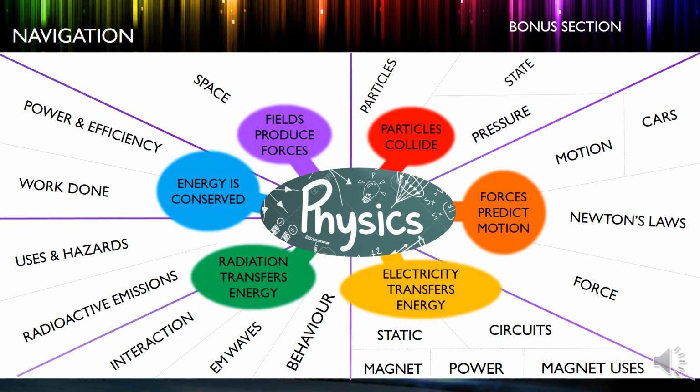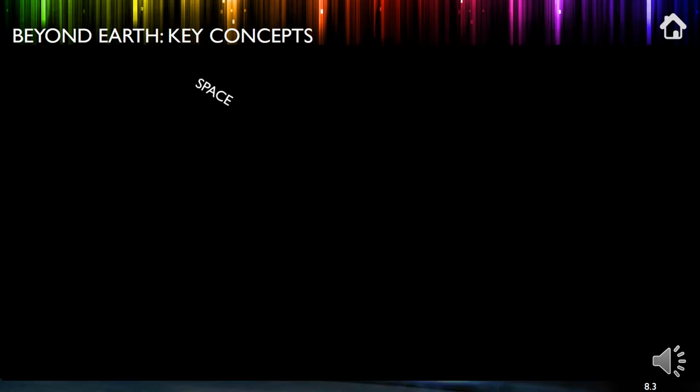This is section 8.3. It deals with space. Now the key idea is fields produce forces. So the key one here is the gravitational field, and that explains star formation, explains orbits. So that is the key thing to bear in mind.